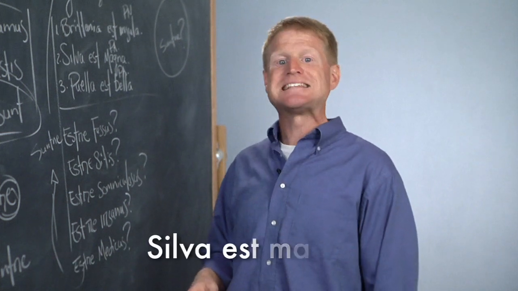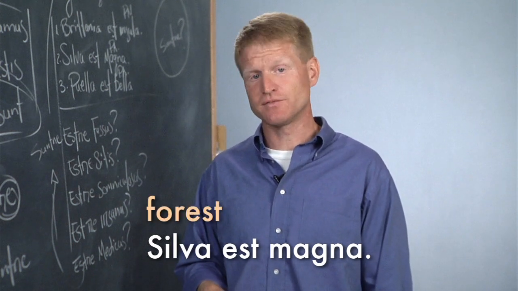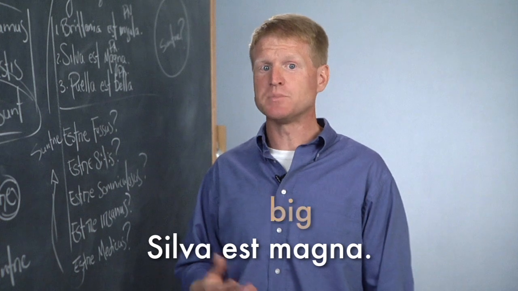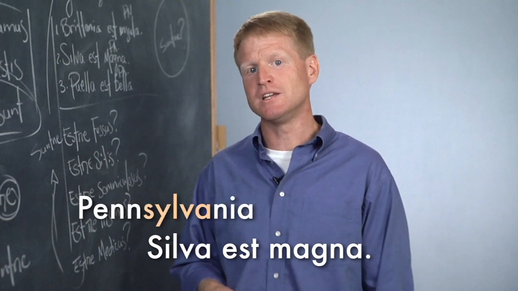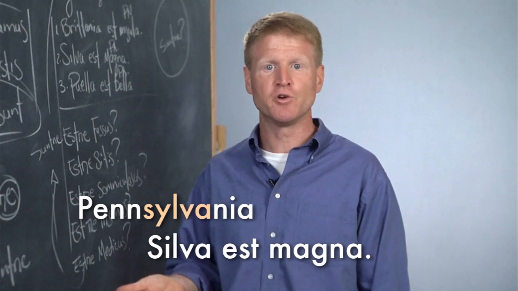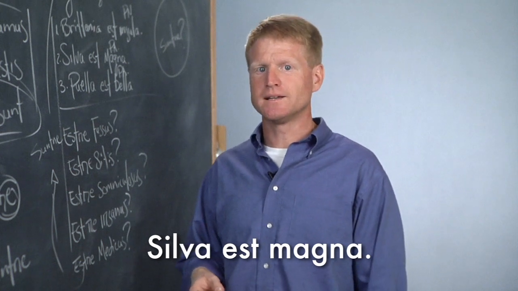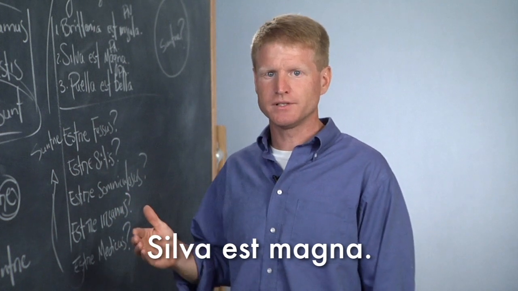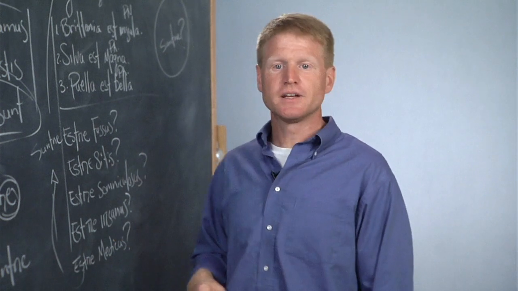Look at the next sentence. Silva est magna. Silva means forest. Magna means big. That's where we get magnificent. Silva, by the way, is where we get the word Pennsylvania, which means Penn's woods. If you know the story of Pennsylvania, you know what I'm talking about. Silva est magna. Easy. The forest is big. Very easy.